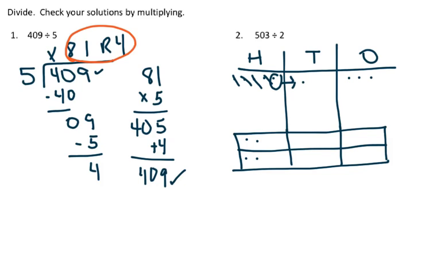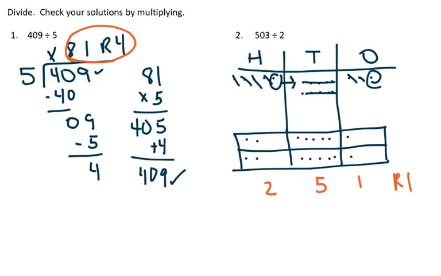2, 3, 4, 5, 2, 3, 4, 5. So the 100s becomes 10 tens, and 2, 3, 4, 5, 1, 2, 3, 4, 5. So that takes care of all of those. And 1 and 1, and I have a remainder of 1. So my quotient would be 200, 5 tens, 1 one, and there's a remainder of 1.